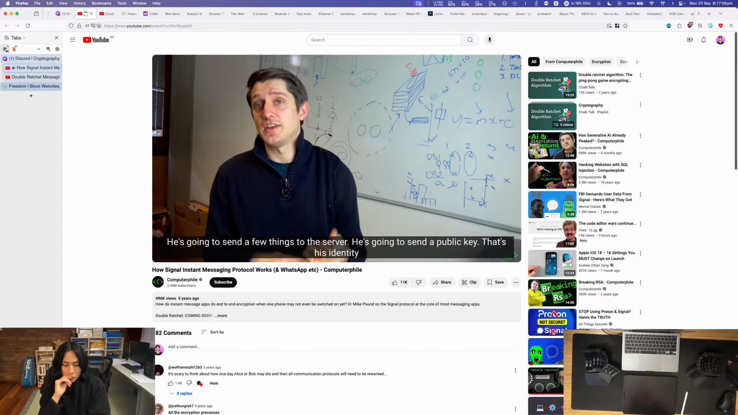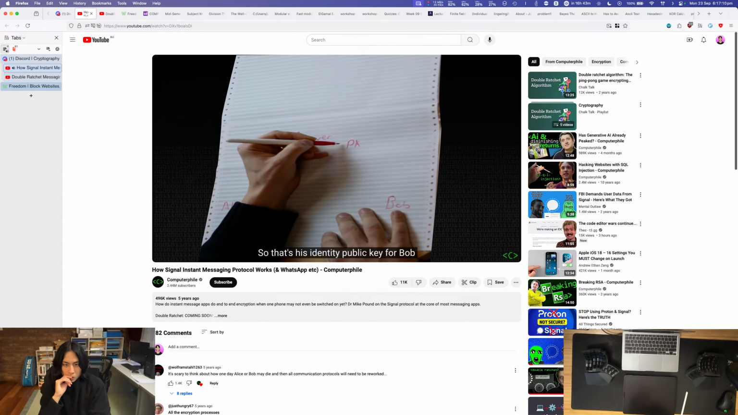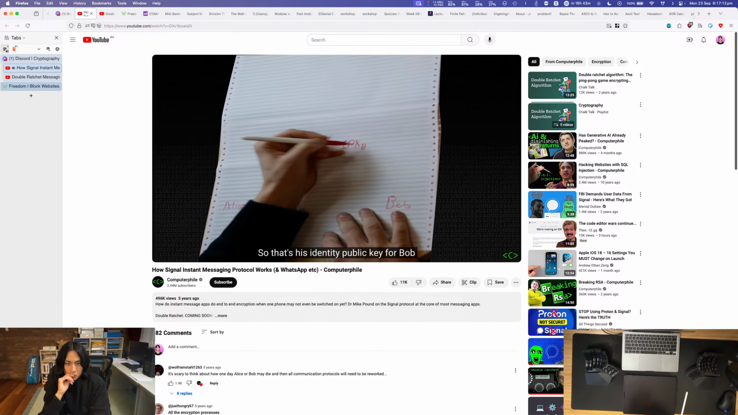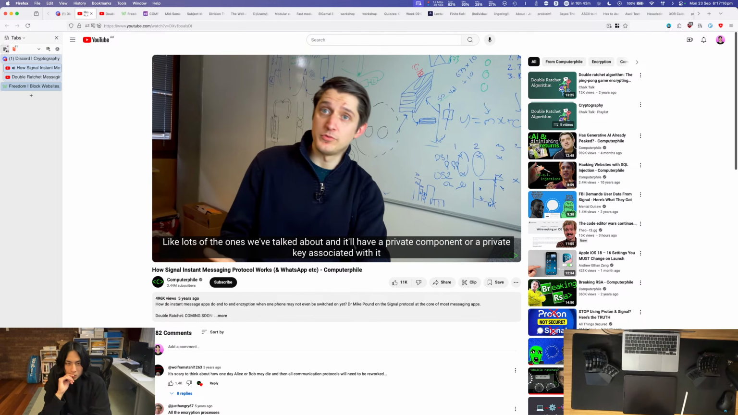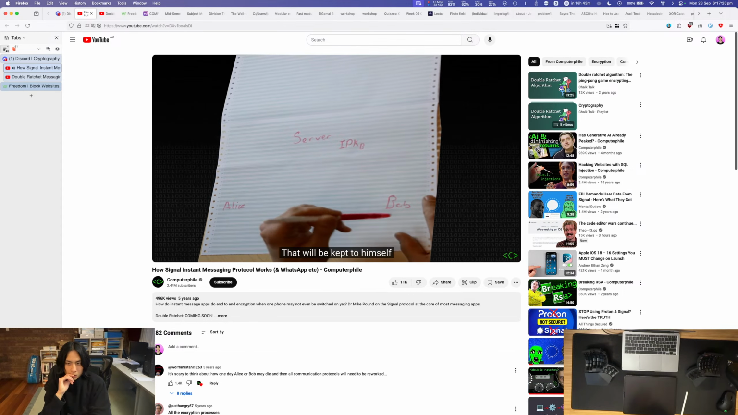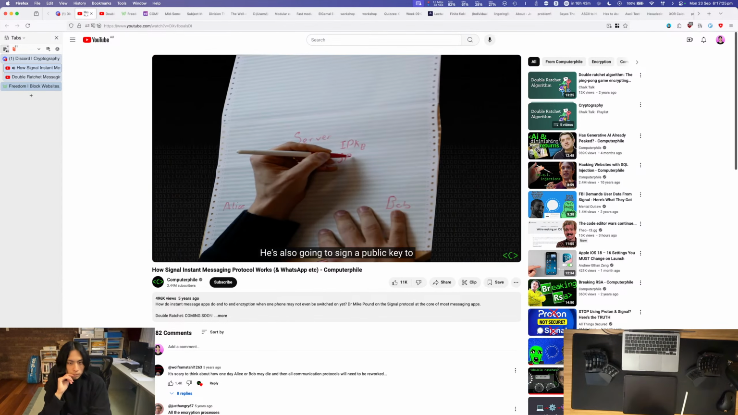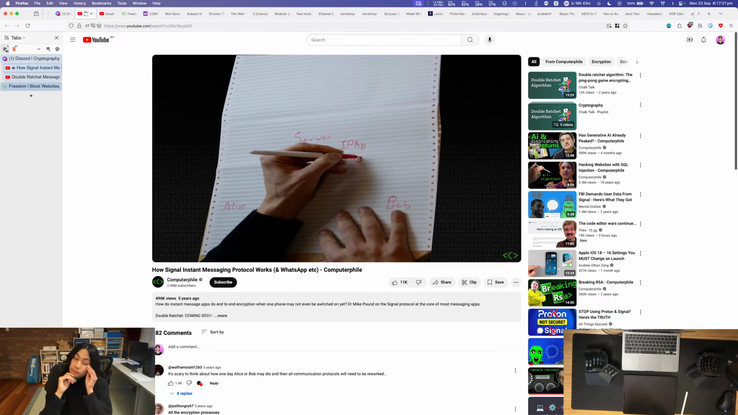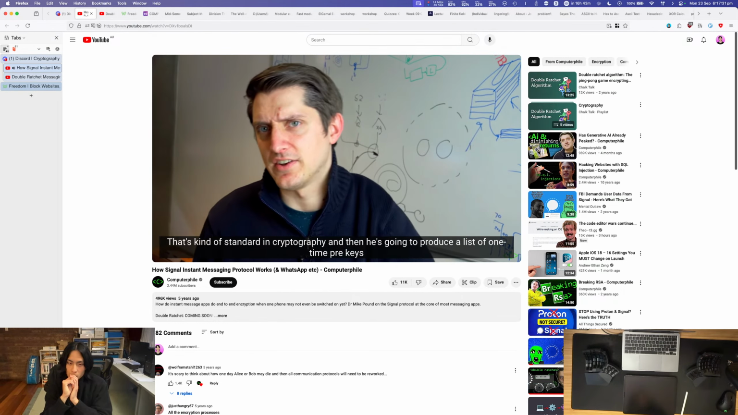later, he's going to send a few things to the server. He's going to send a public key that's his identity, so that's his identity public key for Bob. This is going to be a public key on an elliptic curve, like lots of the ones we've talked about. And it'll have a private component or a private key associated with it that will be kept to himself. He's also going to sign a public key to verify that he's in control of this private key. Right, that's kind of standard in cryptography.